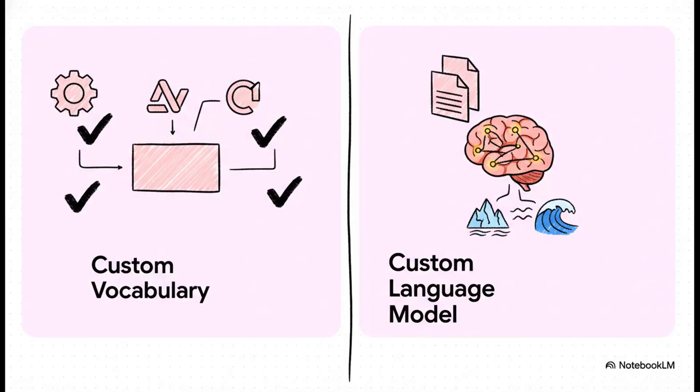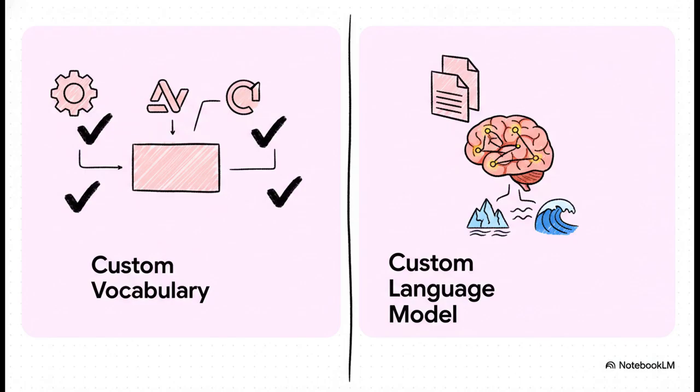All right, here's another fork in the road you'll definitely encounter. What happens when your audio is full of weird product names or super specific industry jargon? Well, for the simple stuff, you can use a custom vocabulary. It's like giving Transcribe a cheat sheet, just a list of words to watch out for. But for more complex stuff, you need the heavy hitter, a custom language model, or CLM. A CLM is way smarter.